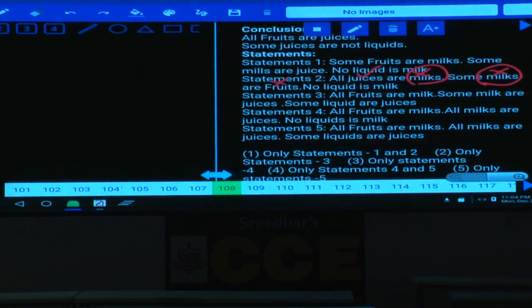And the milk which is the middle term is not distributed at least once. Hence this conclusion cannot be drawn. Though in these two statements there is a common term, that common term has not been distributed at least once. Hence choice 2 is also ruled out.